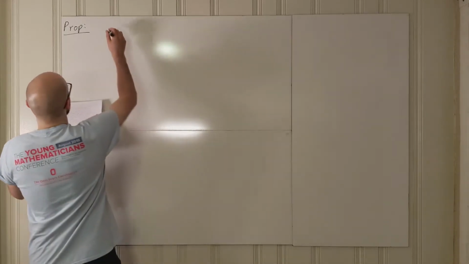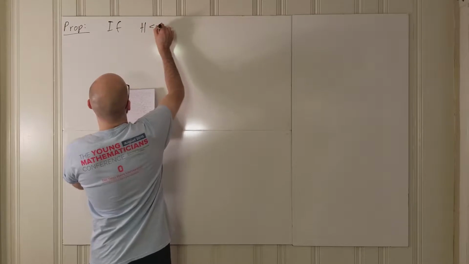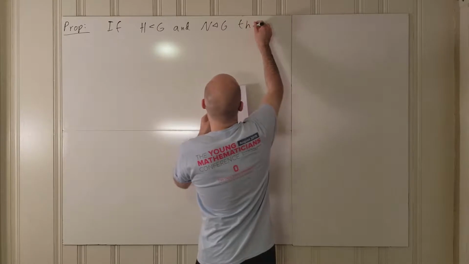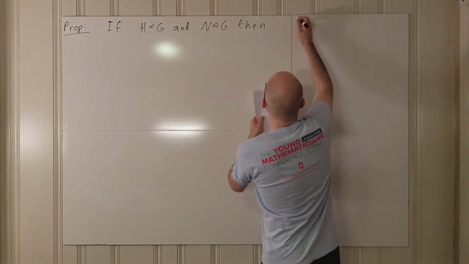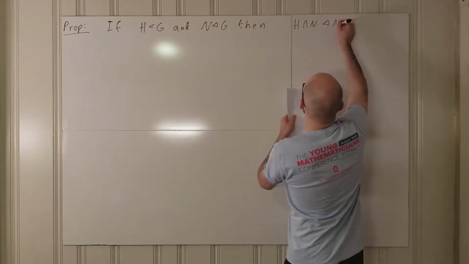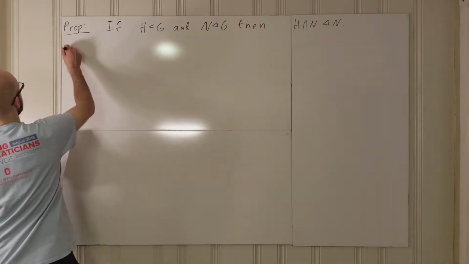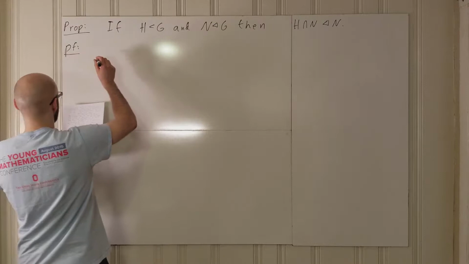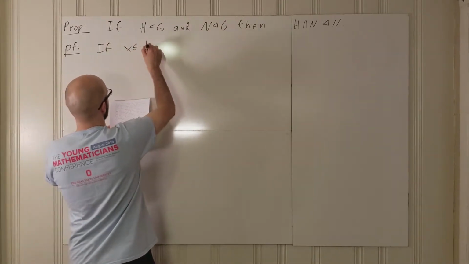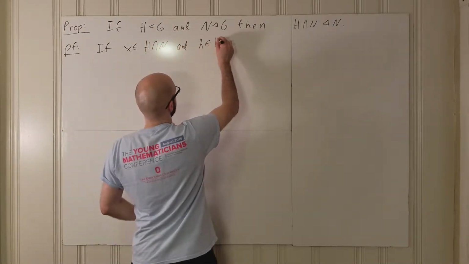So, if H is a subgroup of G and N is a normal subgroup of G, then H intersect N is a normal subgroup of N. And let's see here, how do we prove this? So let's suppose we take some element x in H intersect N and h in H.